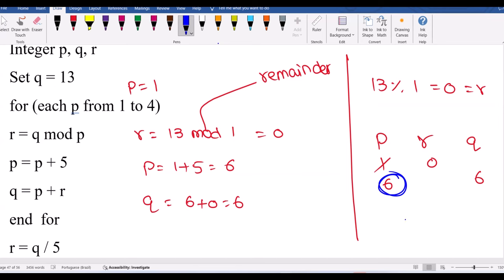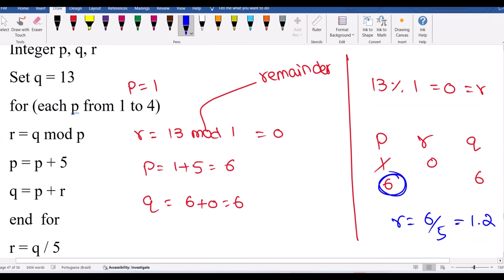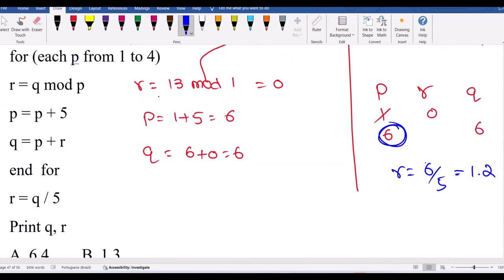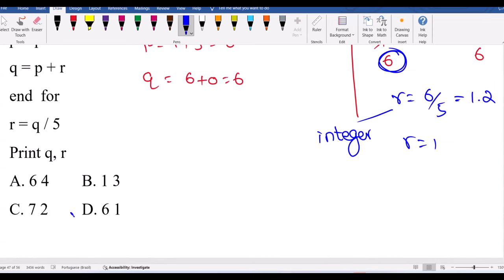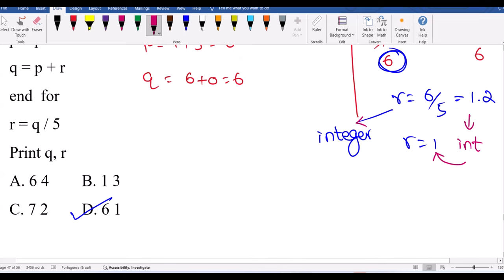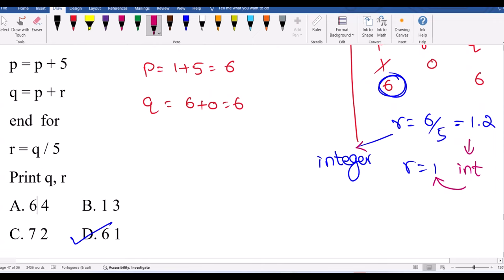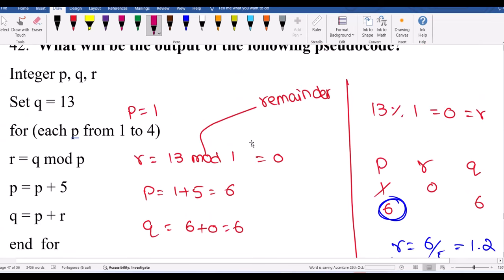Gone. Now, R equal to Q by 5. We got 1.2. Some fraction. R is integer, so it will save integer, meaning R value 1. So, it should be 1 only. Because R is integer, we have to take integer value. We have to print Q and R. It should be 6 and 1. Even though it is 1.2, we have to take int part of that. Q value 6, R value 1. 1.2 not available because it's an integer 1. So, a few sets of pseudocode related stuff we're given here, right?